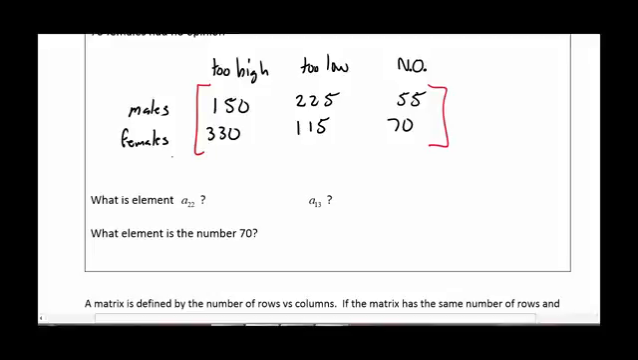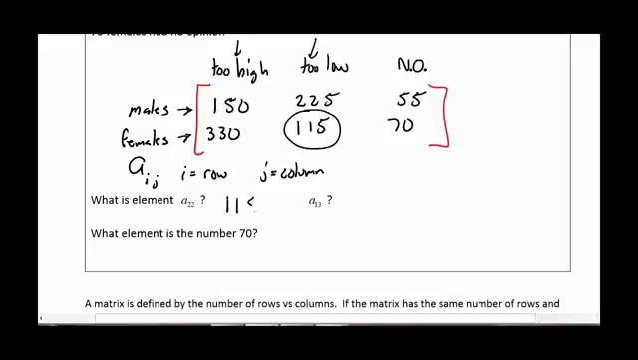Whenever we look at a particular element, we call it i, j, where i refers to the row, and j refers to the column. In other words, the first number tells us the row, the second number tells us the column. So what is element 2,2? There's row 1, row 2, column 1, column 2, so I want to go over to right there, to 115. So element 2,2 is 115.